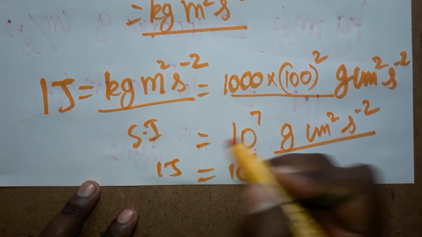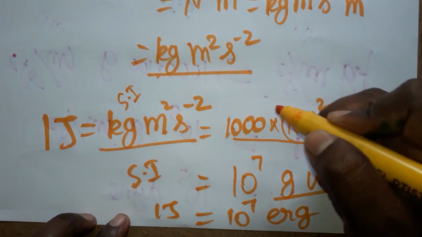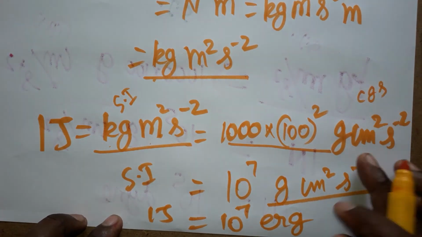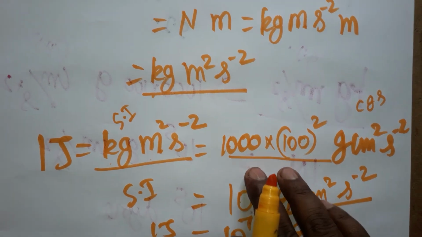1 joule is equal to 10 power 7 erg. The SI unit is kg meter square second minus 2. In the CGS system it is gram centimeter square second minus 2. Okay. The next thing I am going to teach you is the unit of power, in the SI system and the CGS system.